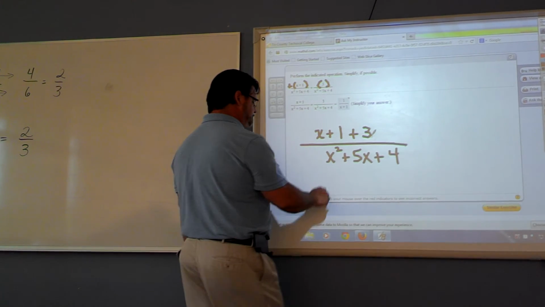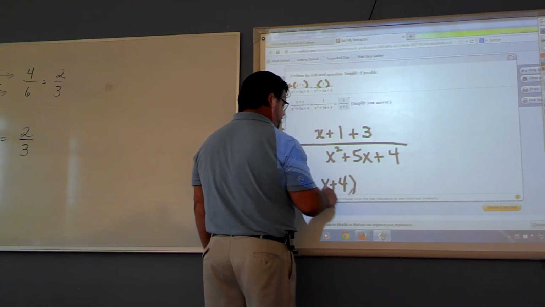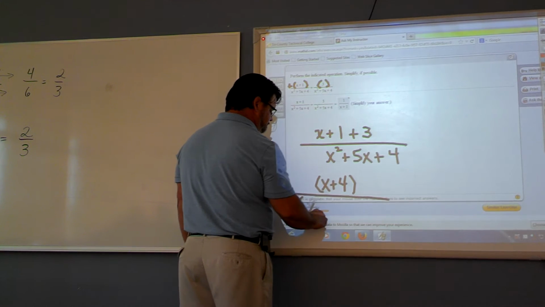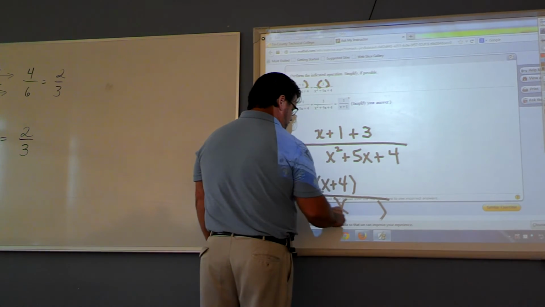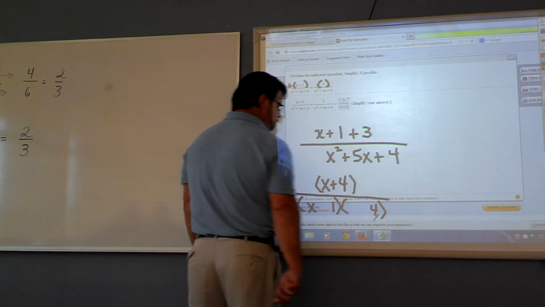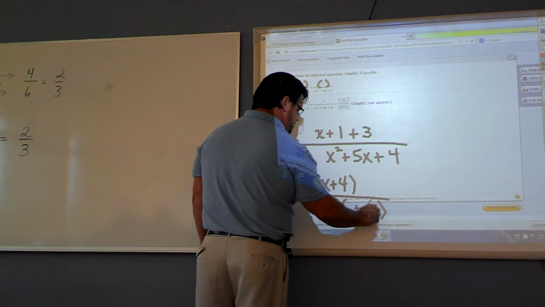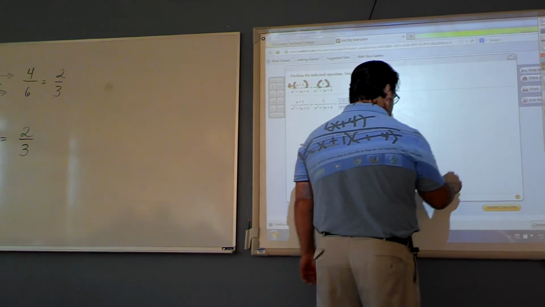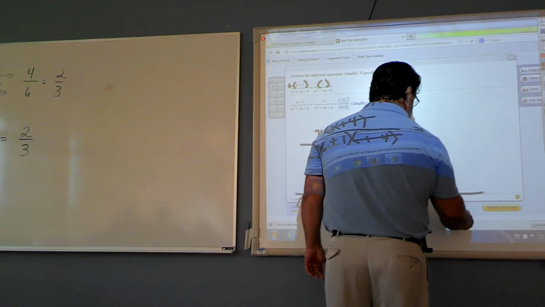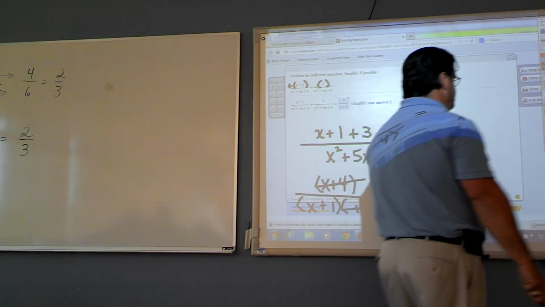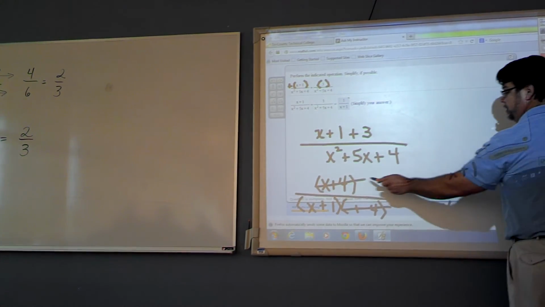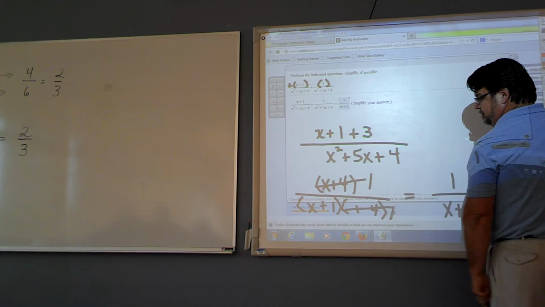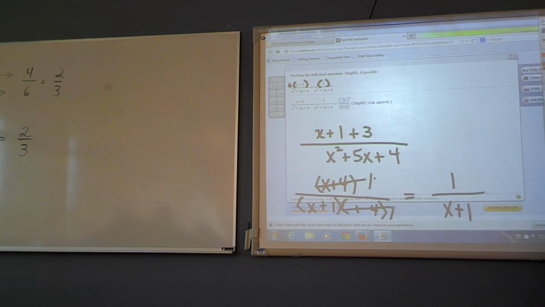So nothing changes, you just add them together. What's 3 plus 1? And what do you do with that trinomial? Factor it. That'd be a 4 and a 1. Positive and a positive. What cancels? 4. And what's left? X plus 1. 1 over x plus 1. Remember that. Because there's nothing up here but a 1. This canceled to 1, this canceled to a 1. So it's 1 over x plus 1.